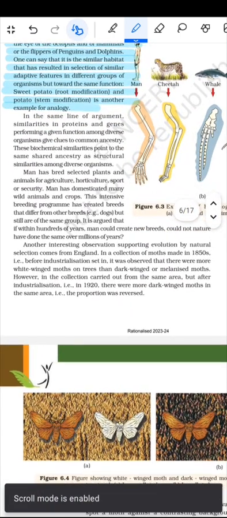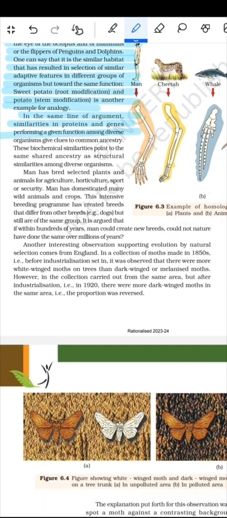In the same line of the argument, similarities in the proteins and the genes performing a given function among diverse organisms give clue to the common ancestry. These biochemical similarities point to the same shared ancestry as the structural similarity among the diverse organisms.